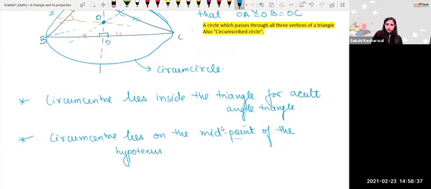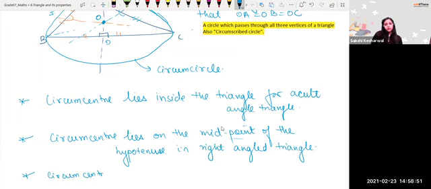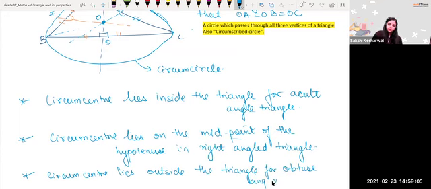Hypotenuse in a right angled triangle, right? Now, coming to the third part, the circumcenter lies outside the triangle for an obtuse angled triangle, right? So this is all we have.